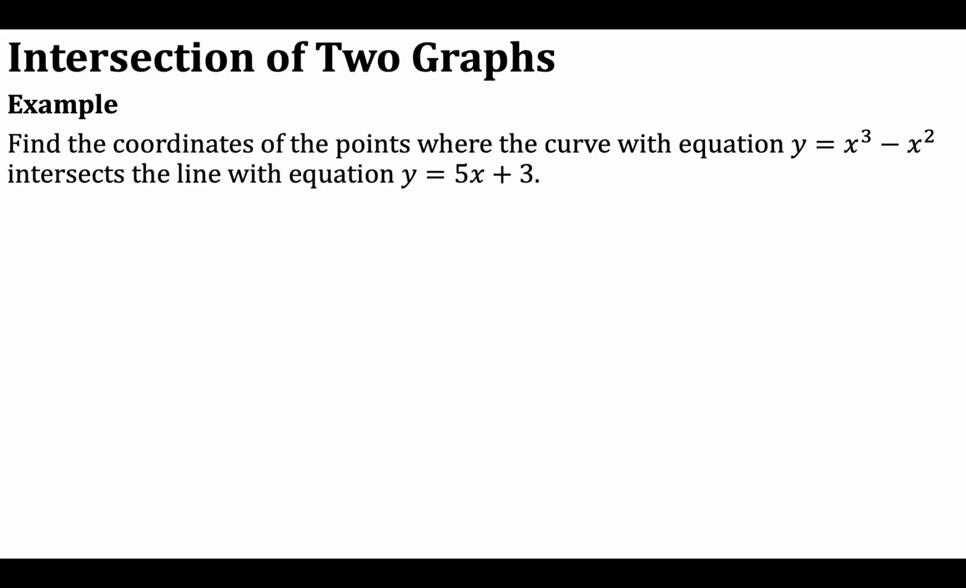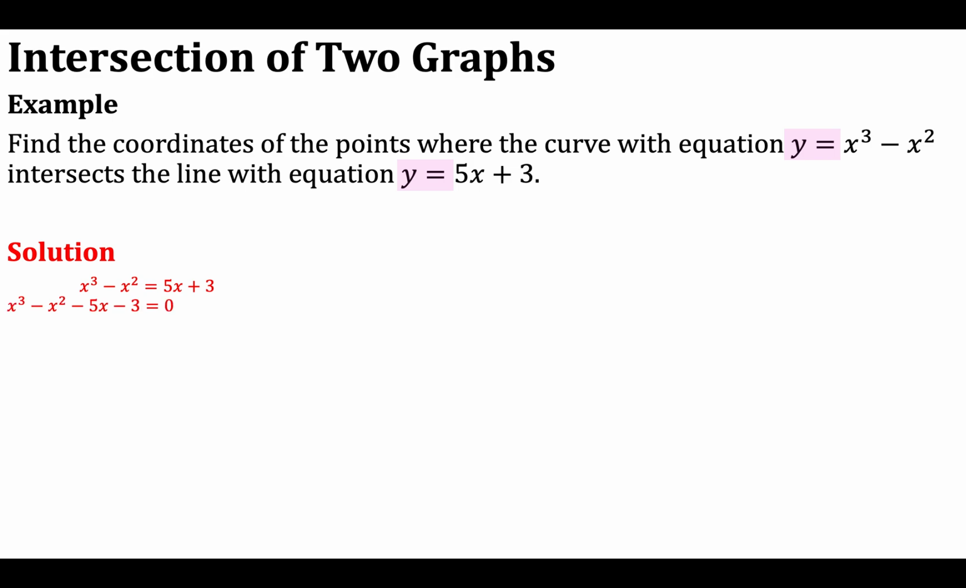So we want to find the coordinates of the points where the curve with equation y equals x cubed minus x squared intersects the line with equation y equals 5x plus 3. So we can see firstly that both of the equations we have been given are y equals. So that means that these are both equal to each other. We can equate them. x cubed minus x squared is equal to 5x plus 3 because they were both originally y equals.